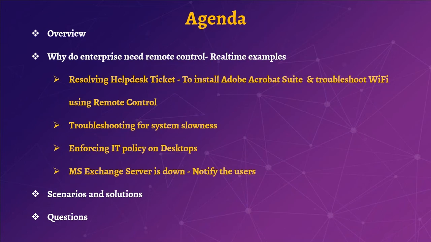First, I have taken a scenario to see how a help desk technician can remote control and assist customers in installing Adobe Acrobat Suite and troubleshooting Wi-Fi issues. Second, I have taken a commonly seen issue in PCs, which is system slowness. Let's see how we can use tools in Desktop Central to troubleshoot this. And third, in an organization, enforcing IT policies is very important. We'll see how Desktop Central can be used in this. And finally, we'll also see how Desktop Central can be used to alert the end users in emergency situations like your Microsoft Exchange server is down.